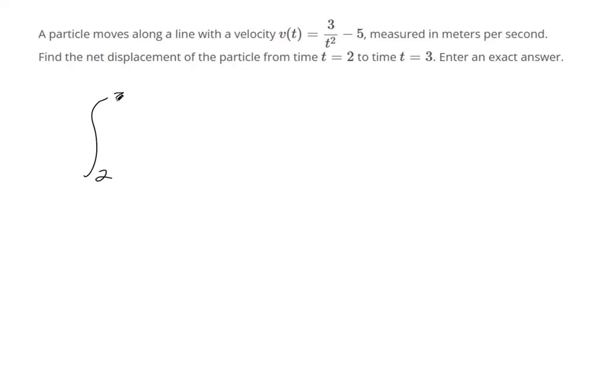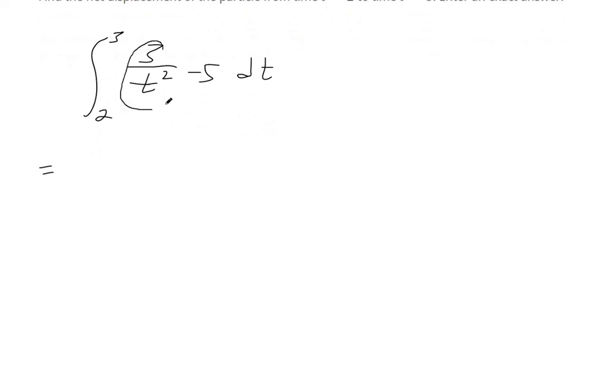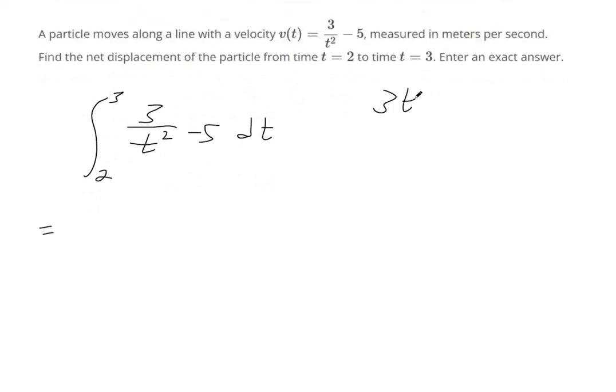So we just need to find the integral from 2 to 3 of this function. So this is 3t to the negative second. I haven't done any calculus yet, just rewrote it algebraically. If I want to find an antiderivative, then the power needs to go up by 1.